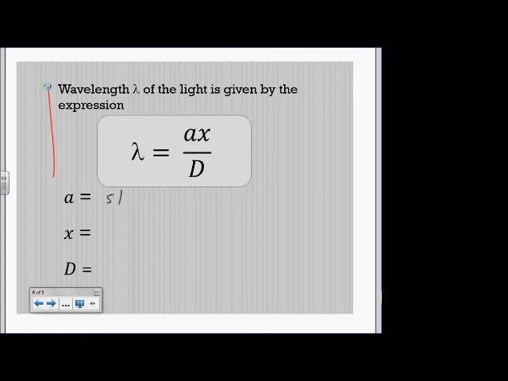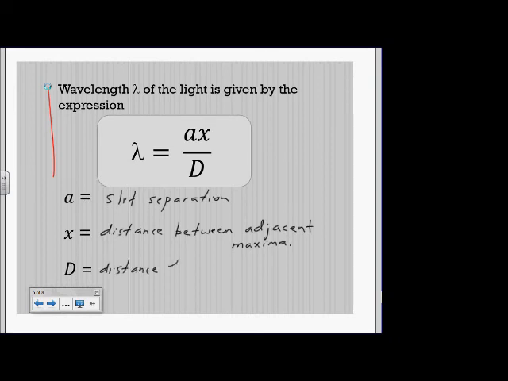So a is slit separation, and that's measured center to center. x is distance between adjacent maxima, and d is distance from slits to screen.